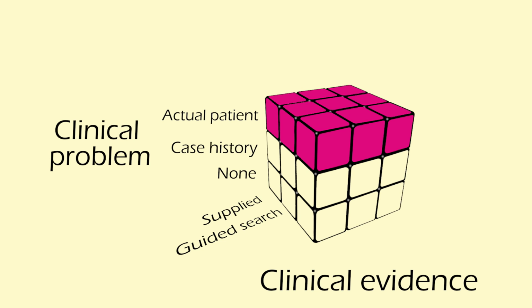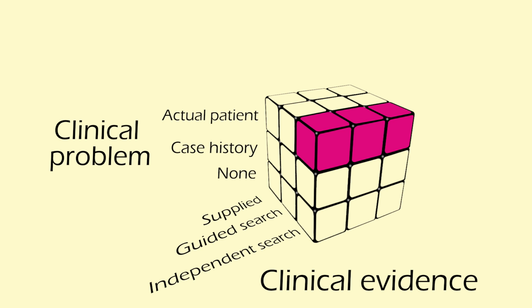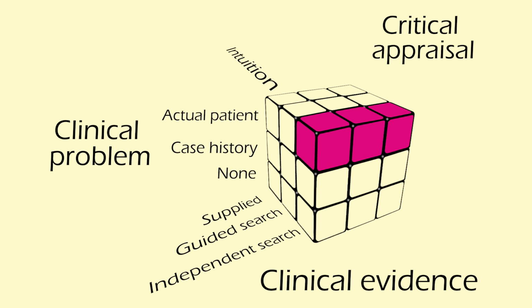But best of all was somebody who'd learnt some search strategies and was able to go out looking for their own evidence. And the third important dimension in Sackett's cube is critical appraisal skills. That dimension considers somebody who looks at some evidence and has a hunch about it, pure intuition. That's okay, but better than that is somebody who is able to do a critical appraisal of the paper that they're looking at and think about the implications of that paper for practice.